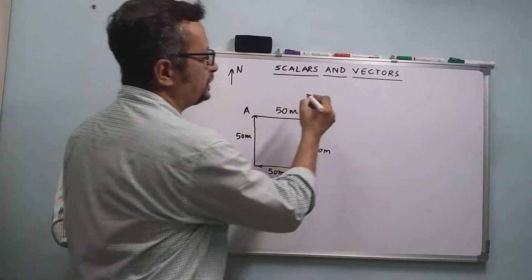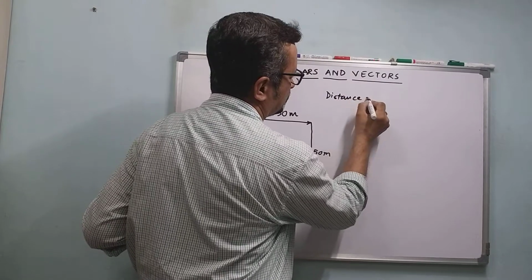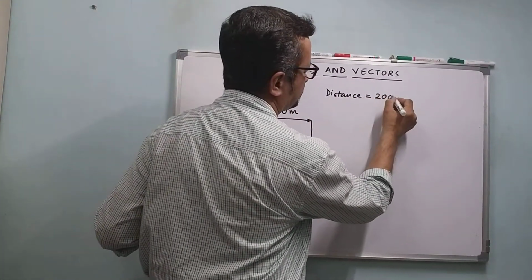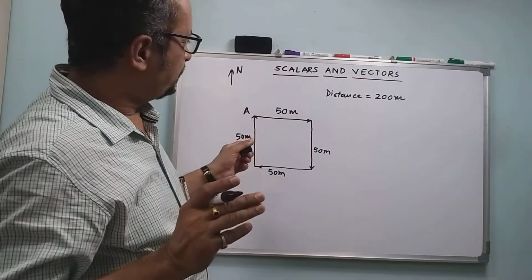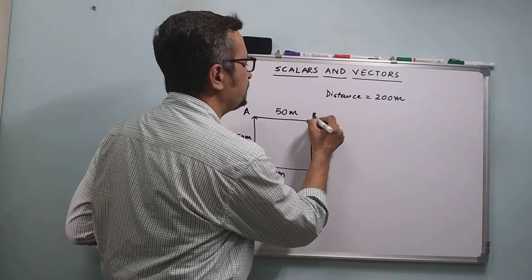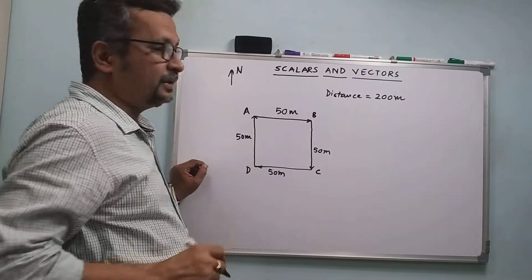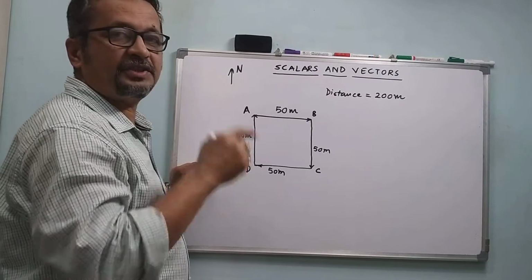I have traveled a distance of 50 plus 50 plus 50 plus 50, that is 200 meter. But at the end of this whole thing, I am coming back to the same point A. I travel from A to B, then B to C, C to D, and back to A. I have walked 200 meter, but I am reaching the same point.